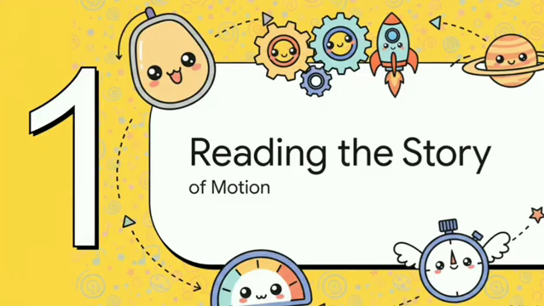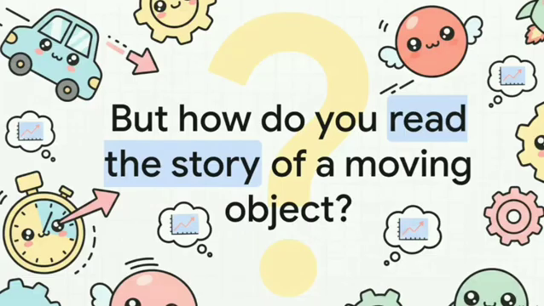be next. Okay, so to predict the future like that, we first have to learn how to read the story of motion. And, like any good story, it's got its own language, its own main characters, and we're about to meet them. But how do you even do that? How do you translate something like a car driving down the street or a ball flying through the air into something you can actually analyze? Well, the answer is way simpler than you might think. We just turn it into a picture.